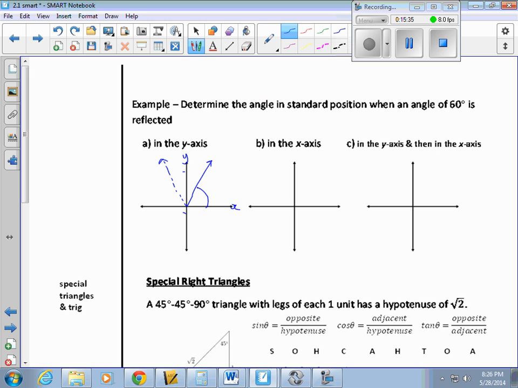So this angle then, because it's asking me for the angle in standard position of that reflected angle, is going to go from here to here. So if I take a look at this, I've gone 60 degrees. If I go up to the y-axis, this distance here is 30 degrees. So then the reflected part here is also 30 degrees from that y-axis. So that means that the measurement of the reflected angle will be 120 degrees.